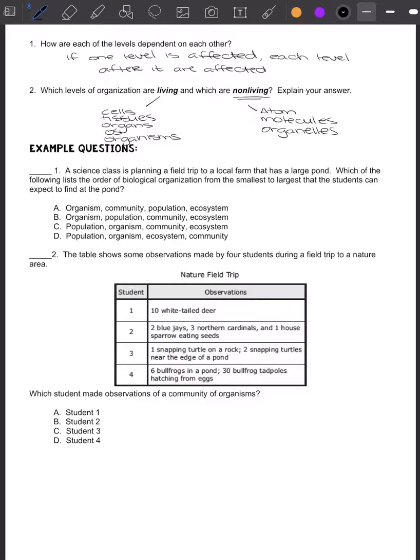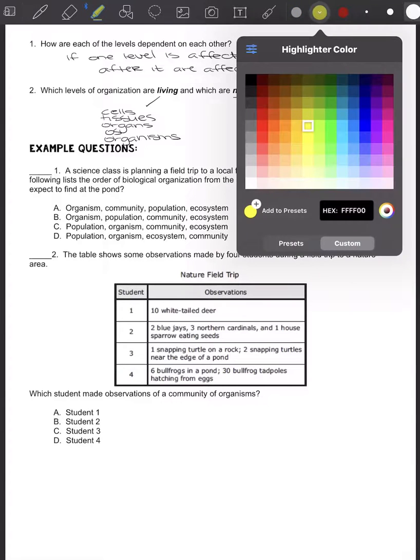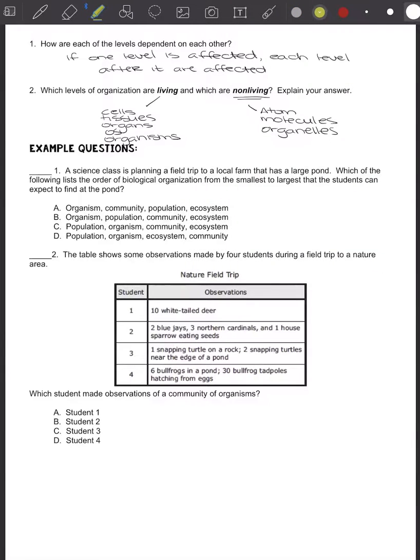So these would be like MEA sample questions. So I'm going to use my test taking strategies. I'm going to get a highlighter. A science class is planning a field trip to a local farm that has a large pond. Which of the following lists the order? So list the order of organization from smallest to largest.